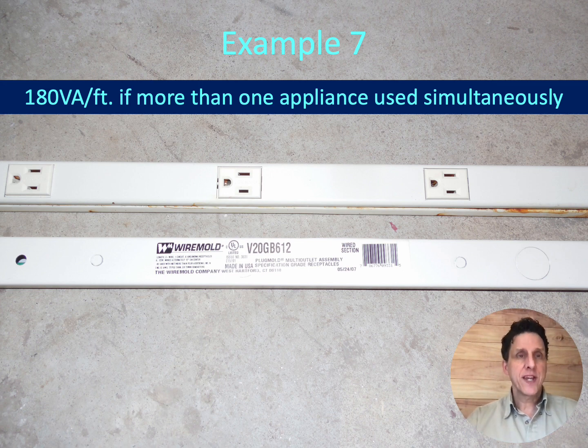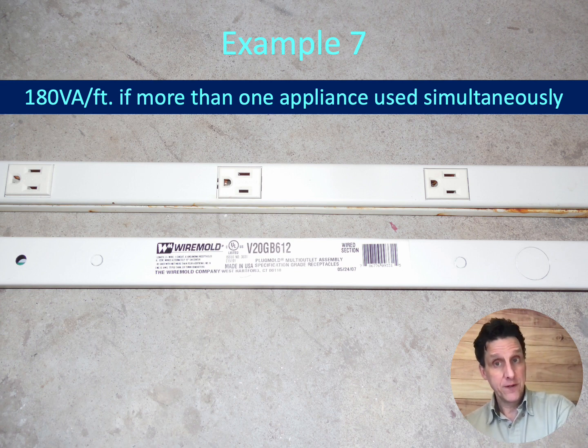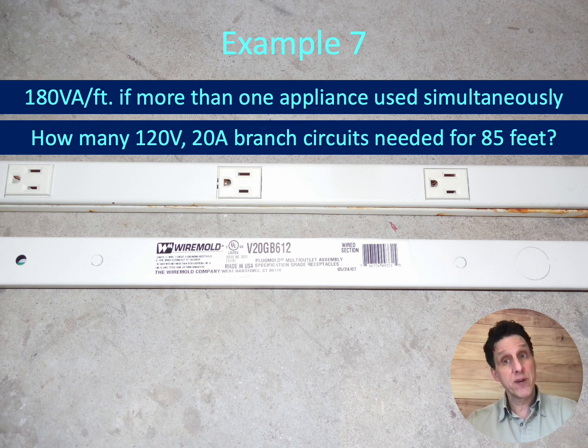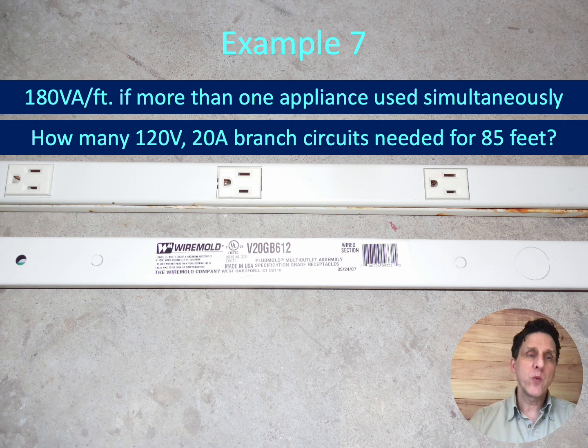In this case, we're going to say we have more than one appliance being used simultaneously. So now the load calc is 180 volt amps per foot or fraction of a foot. All right, so we want to calculate the load and also figure out how many branch circuits we might need. So how many 120 volt, 20 amp branch circuits are needed for 85 feet of this stuff? If I have 85 feet of this multi-outlet assembly, and that could be in the form of what you see on the screen.